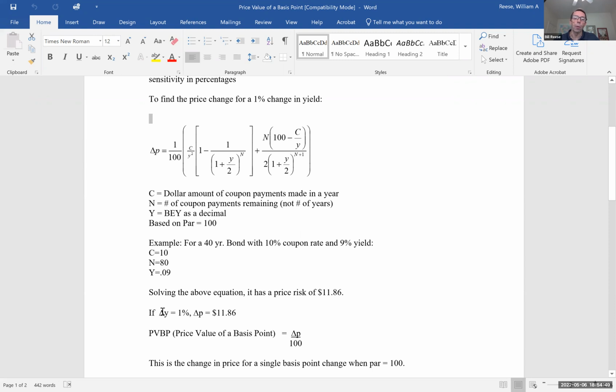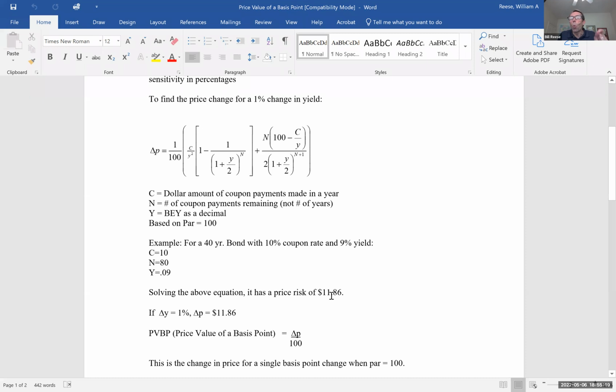Okay, so what you also have to plug in is what the change in interest rates is, okay? And so that's what this is. For a price change of 1% in interest rates, or 1% change in the yield, delta P is going to be $11.86. So try that on your own. Take these numbers right there, plug them into this equation, and see if you don't get $11.86. Okay, so what does that tell us at $11.86?